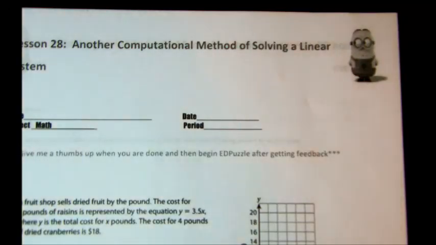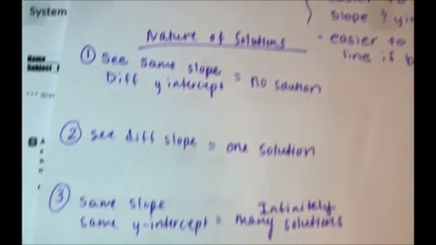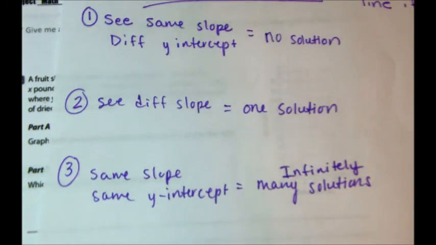Hey Kipsters, today we're going to be working on Module 4, Lesson 28, another computational method of solving a linear system. Yesterday we got some exposure to the nature of solutions to linear equations. We found out that a system of linear equations could have no solution, one solution, or infinitely many solutions. Today we're going to be focusing on what's called the elimination method.